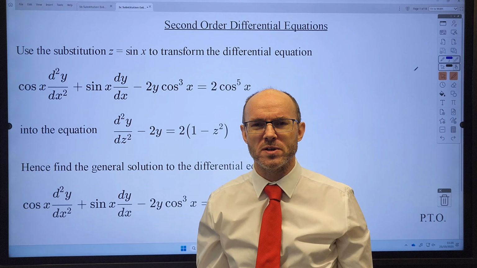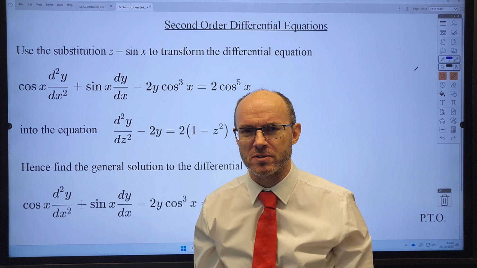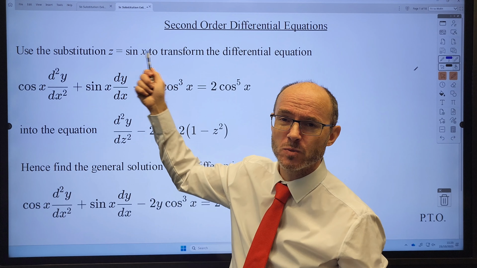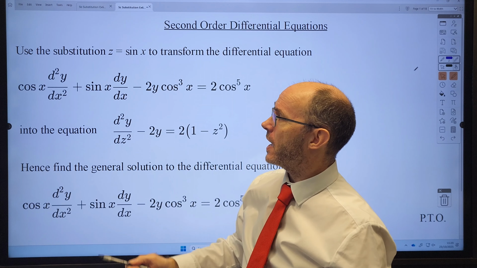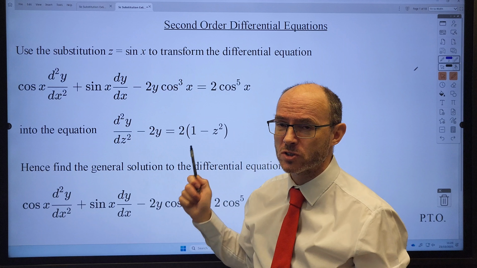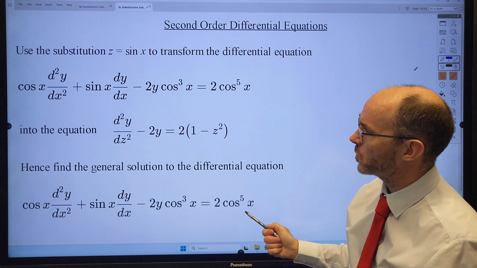Hi everyone, so you tuned into a rather challenging question on second order differential equations. It's challenging because you've got to make a substitution, not the easiest one to work with, and you've got to transform that differential equation into this one there. And then you've got to go ahead and solve it, in order to get a general solution for the original differential equation.